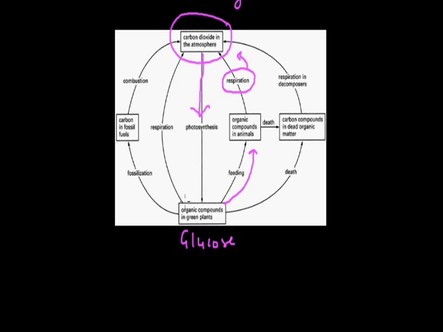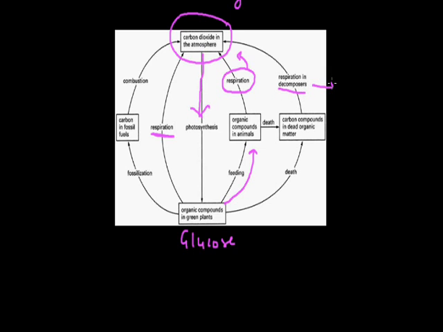The same thing happens in plants also. Plants also perform respiration, and during respiration plants also produce carbon dioxide. Now, whenever organic material dies, or animals or living beings die, their dead bodies also contain organic matter. This organic matter is converted into CO2 with the help of decomposers.